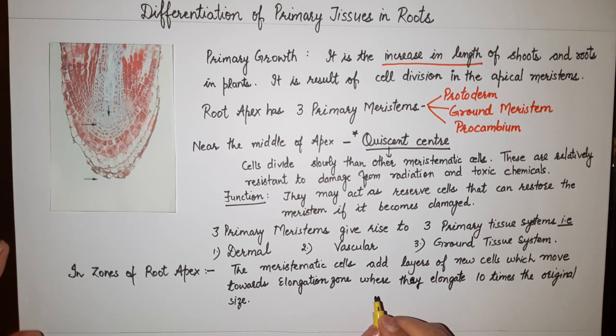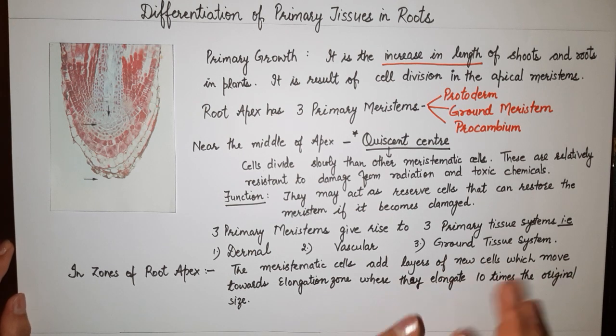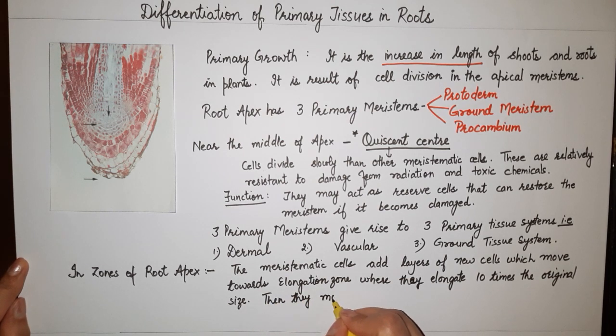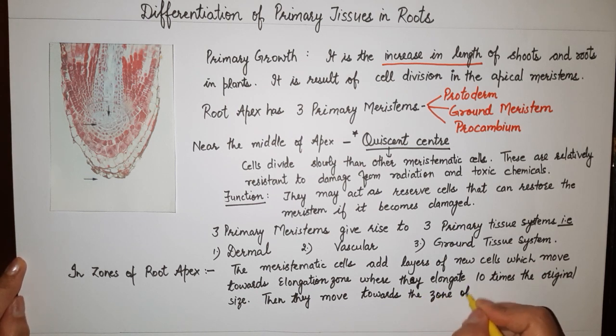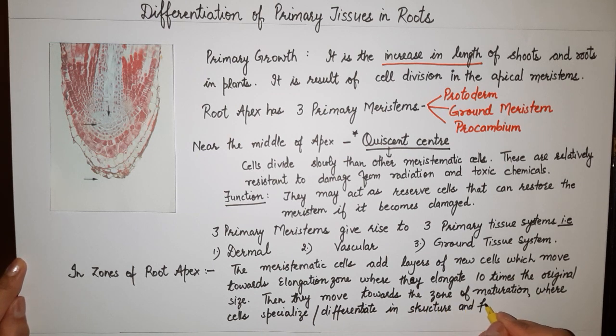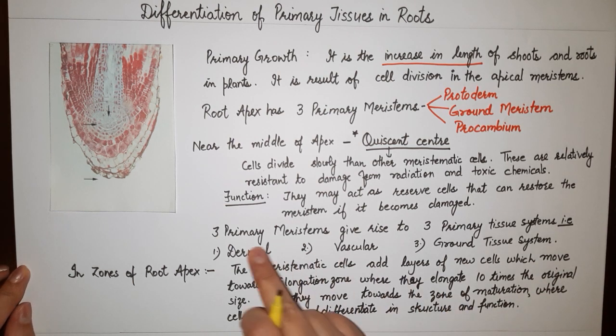Their length increases, that is why it is called elongation zone, and the size may reach approximately 10 times the original size of the cell produced by meristem. Then they move towards the next zone, the fourth one, the zone of maturation, where cells specialize, or we call it differentiate, in structure and function. So they will reach the maturation zone, and now they are acquiring a particular shape and structure, and the function is assigned accordingly.